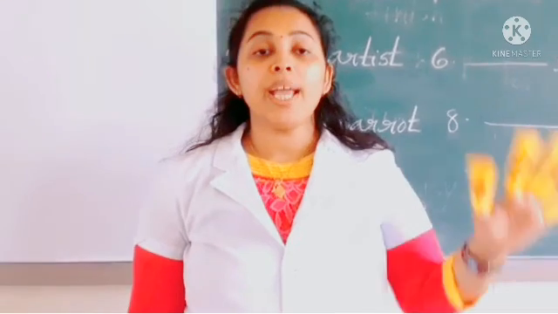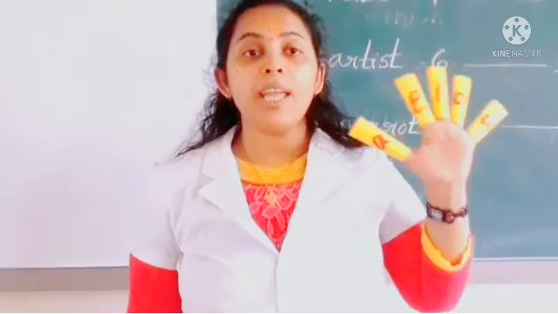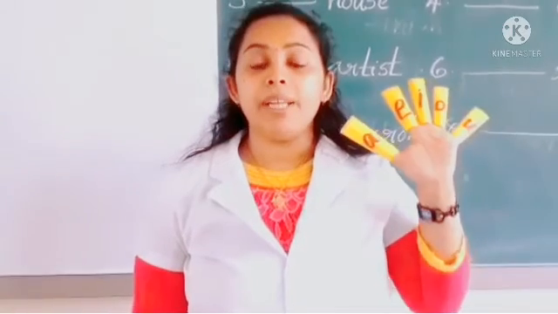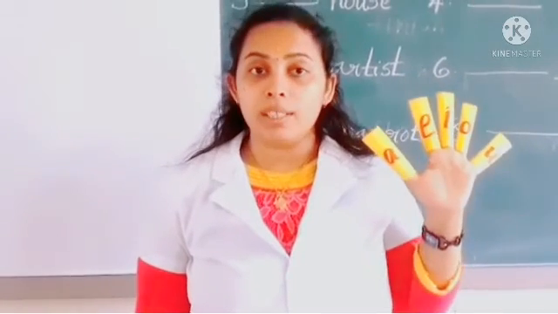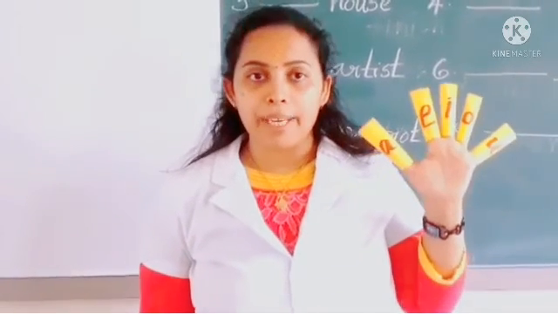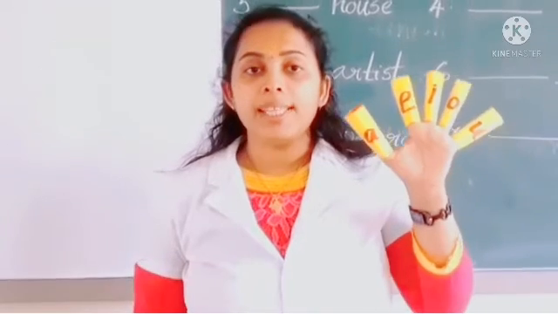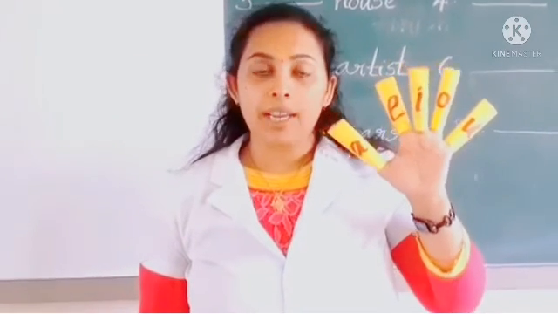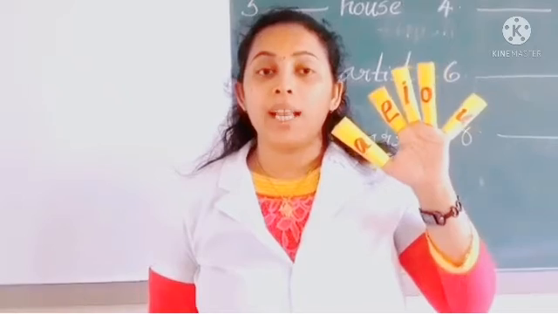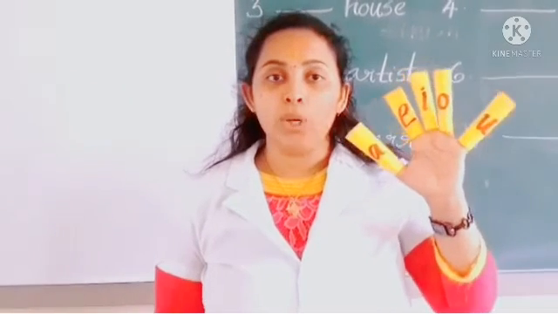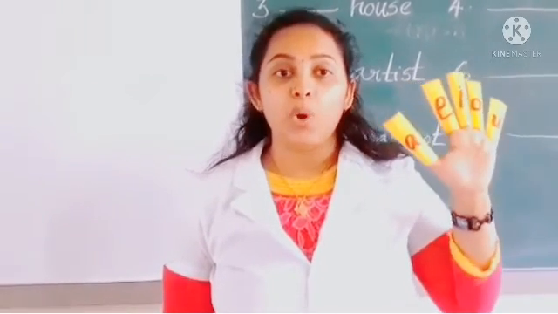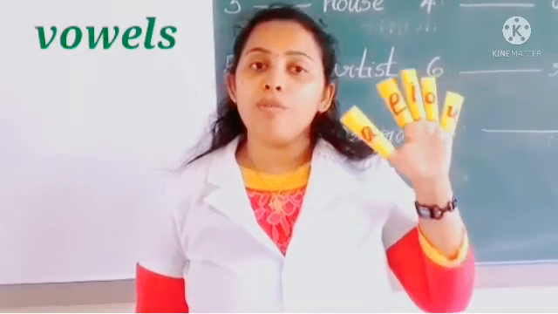So children, you can see 5 fingers on my hand. Like this, there are 5 sounds. That means 5 vowel sounds are there in the English alphabet. First one is A, second one E, and third one I, and fourth one O, and the last one U. So these 5 sounds like A, E, I, O, U that we can call vowels.